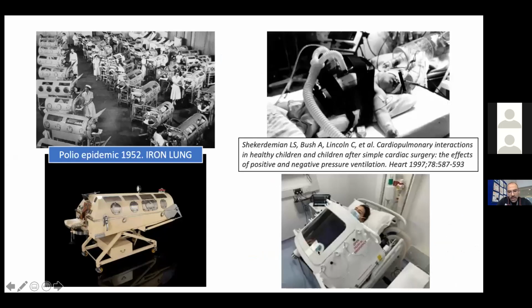And then the second type of non-conventional mode is the negative pressure ventilation, which was very famous or very popular during the polio epidemic. But still used in certain conditions. So as you can see in this picture, this is a patient with bidirectional Glenn, which is a specific type of cardiac surgery that benefits from negative pressure ventilation. And what this child has is a cuirass that generates negative pressure inside the chest.